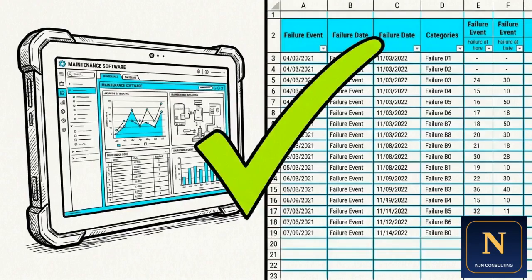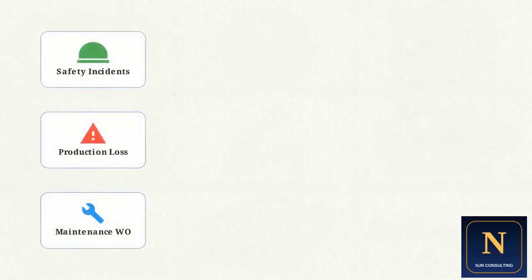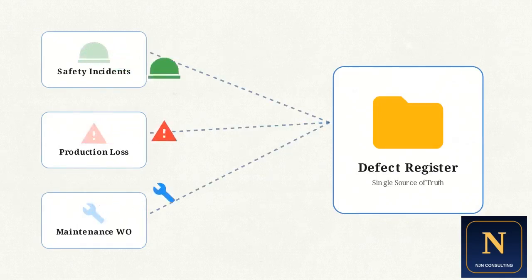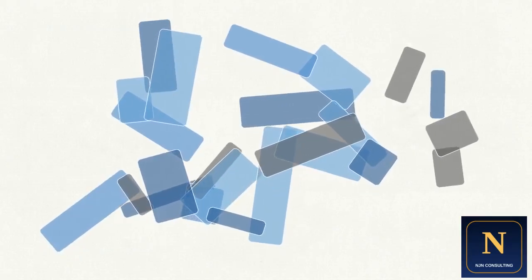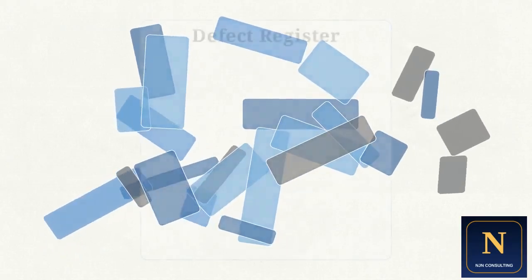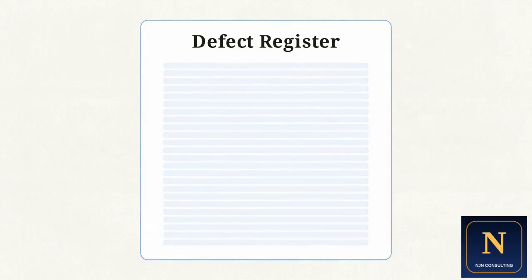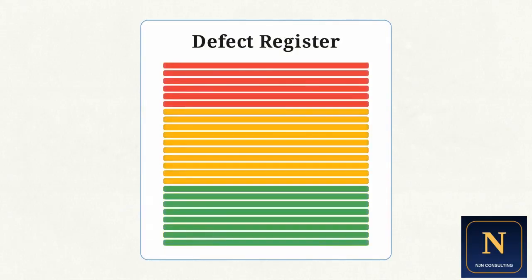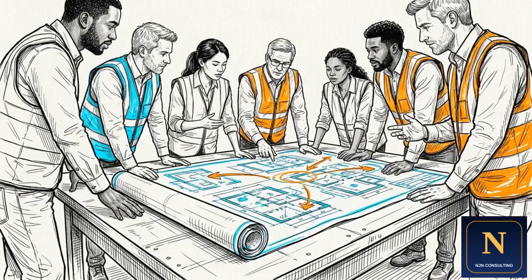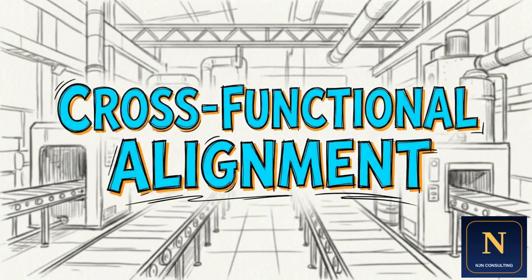Before starting, you need 2 things: accurate work order history in your maintenance system and a single, centralized defect register. Every reliability issue on site, from safety incidents to production losses, must be logged here. Fragmented data keeps a facility reactive. Consolidating every failure into one master list gives the team a clear view of site-wide risks, which is the first step toward methodical improvement.